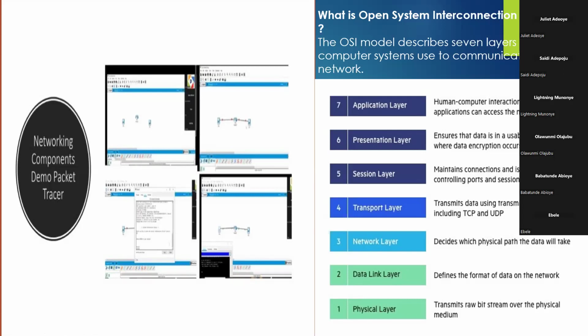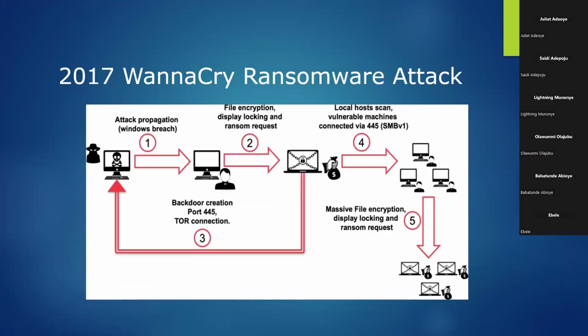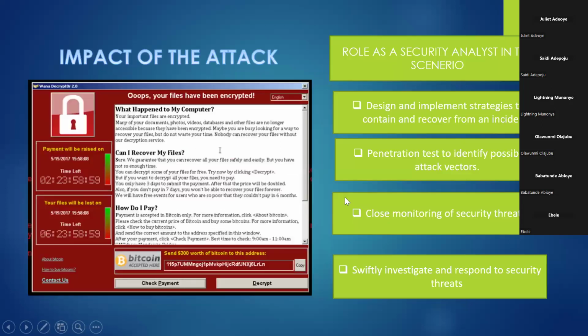We have the transport layer that talks about using transmission protocols in transmitting data and the likes of it. Then we moved into the 2017 WannaCry ransomware attack. Everything about this attack was that the vulnerability was not managed well. And then the bad actors got into this cyberspace and were requesting ransom money for retrieval of this data from the original owners. Now, what was the impact of this attack?